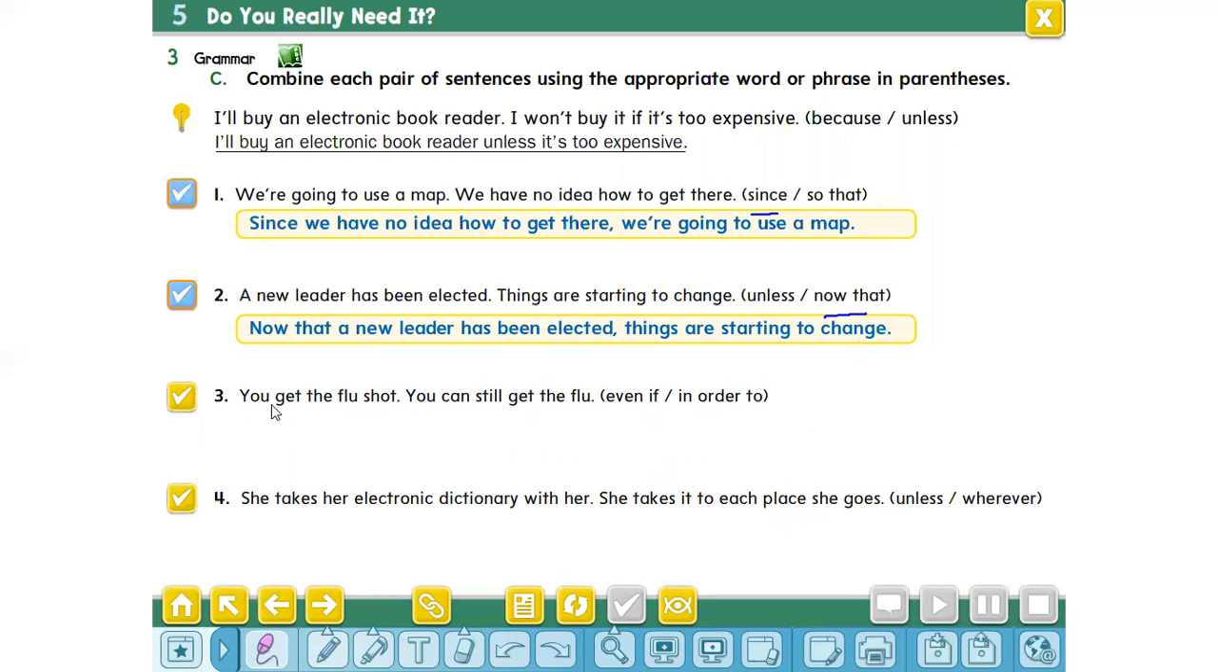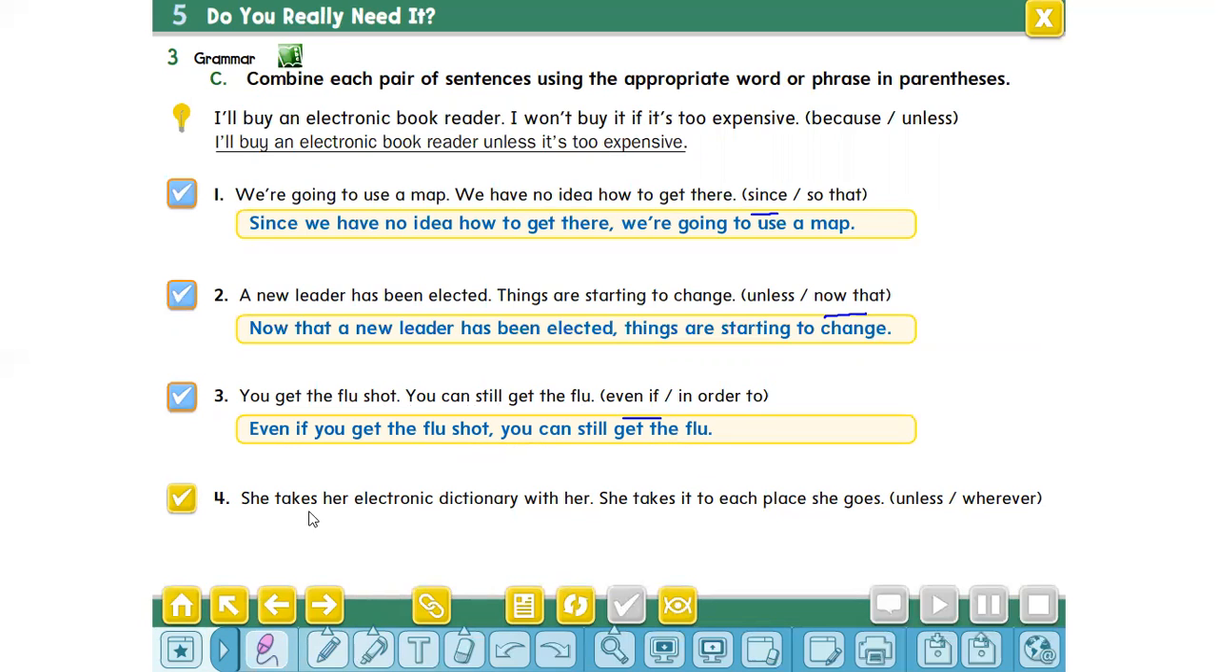Number 3, you get the flu shot. Shot here means vaccine. Vaccine, like we are looking for a corona vaccine nowadays. You can still get the flu. Here it expresses information about condition. Very good. So we will use even if. Even if you get the flu shot, you can still get the flu.